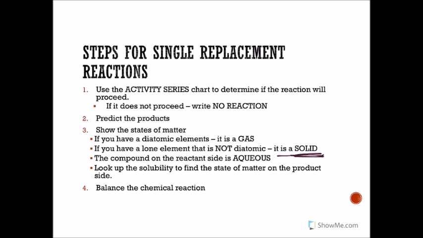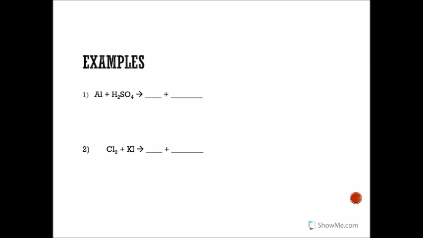And you look up the compound. The compounds on the reactant side are always aqueous, just like double replacement reactions, and you have to look up the solubility to find the state of matter on the product side, and then you go ahead and balance the chemical reaction.